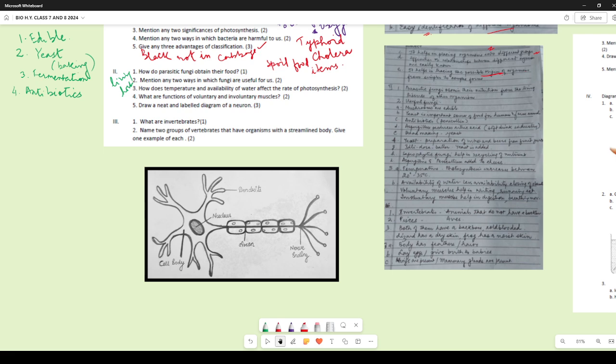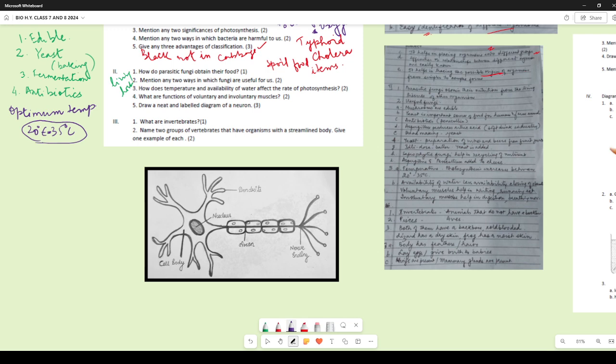How does temperature and availability of water affect the rate of photosynthesis? Now, temperature: if the temperature is not right, that is, if the temperature is too high or too low, then the rate of photosynthesis decreases. So, we need to have an optimum temperature. This optimum temperature lies between 20 to 35 degrees Celsius, right? So if the temperature lies between this range, then photosynthesis proceeds at its maximum rate, otherwise it slows down.